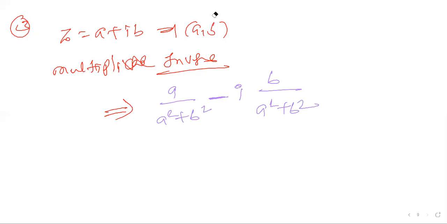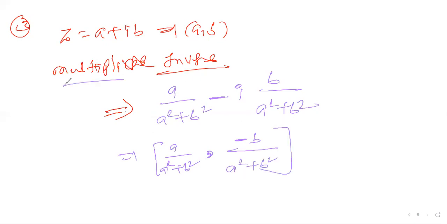Or else, if you want to write in brackets, you can write like this: a by a square plus b square, comma, minus b by a square plus b square. This is the multiplicative inverse.